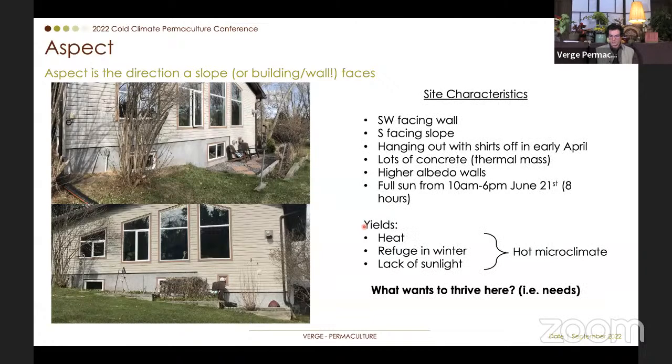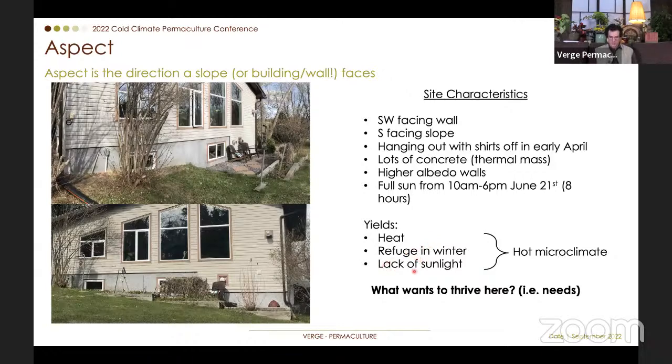So let's take a look at the site characteristics. We've got a southwest facing wall. Okay, did that. The yields. Let's talk about yields. We've got heat. We've got refuge in the winter. As I was saying, it's still pretty cold in April where we are. So we've got refuge in the winter. If we're feeling cheeky, we can come out here and drink a beer at 2 p.m. in the middle of winter, and it's great.